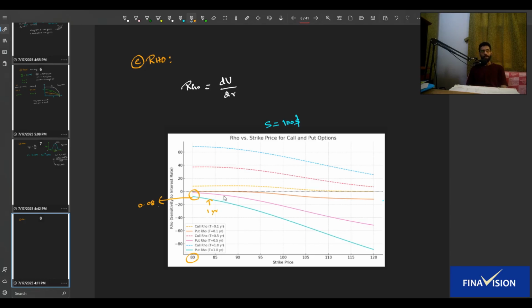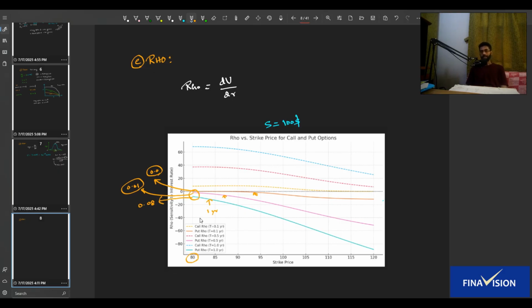Then the red one represents a put option which has an expiry of half a year or 6 months. This has a value at this point of somewhere around 0.01, very near to 0. And the last one has just a little bit more than 1 month, and it is almost tending towards 0.0, right?